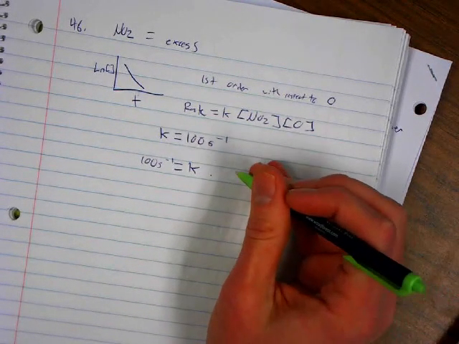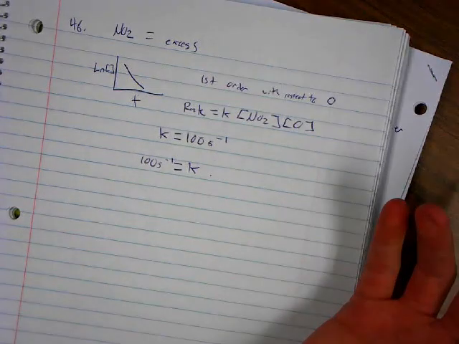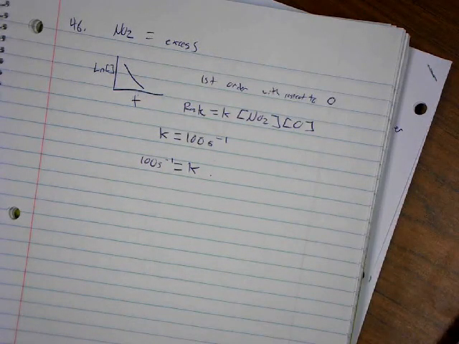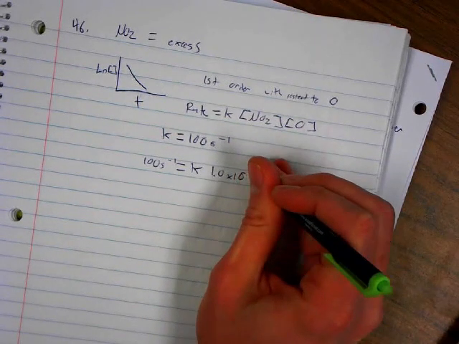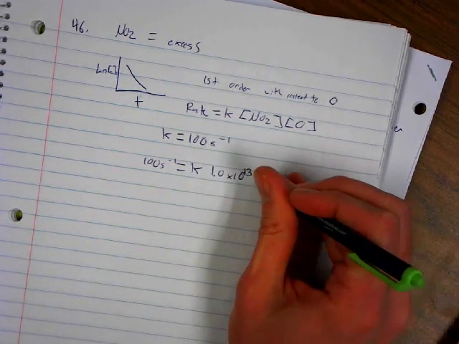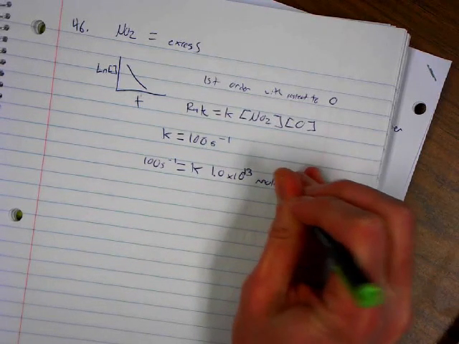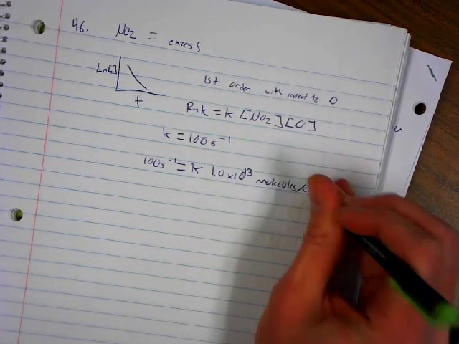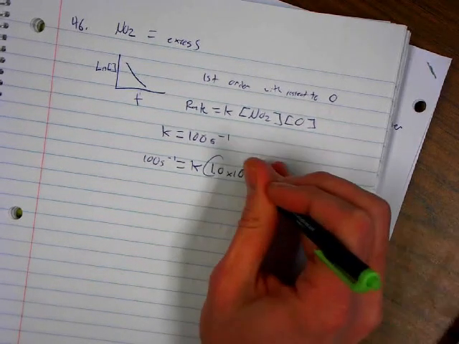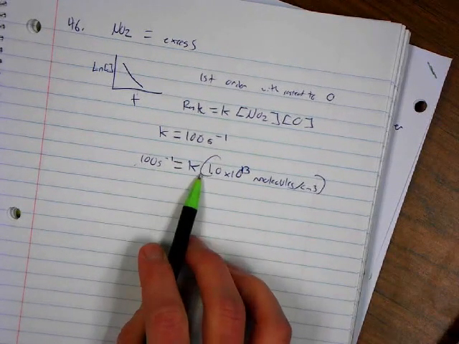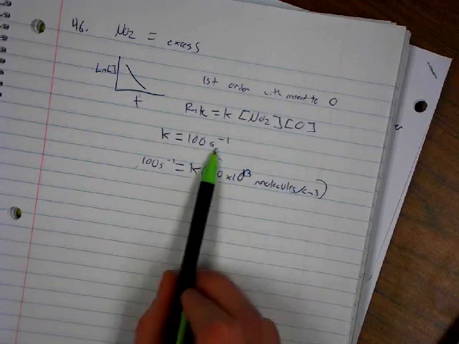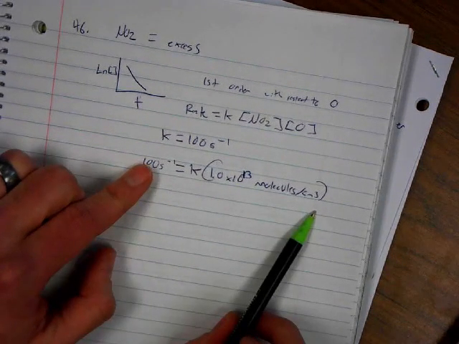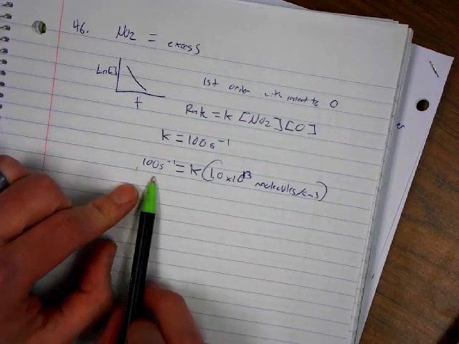Just to check. So to get the overall, I am going to take my 100 seconds to the negative 1. I'm going to set that equal to K for the overall reaction. I don't care about the other one because they give me, for NO2, 1.0 times 10 to the 13th molecules per centimeters cubed. So the 100 seconds to the negative first is equal to K times 1.0 times 10 to the 13th.